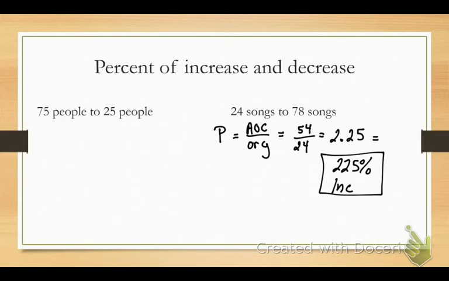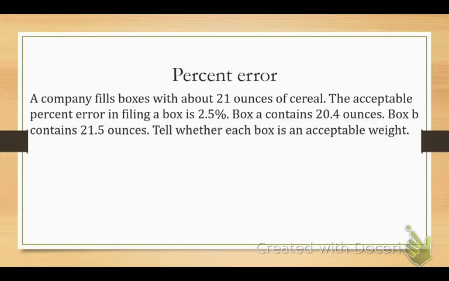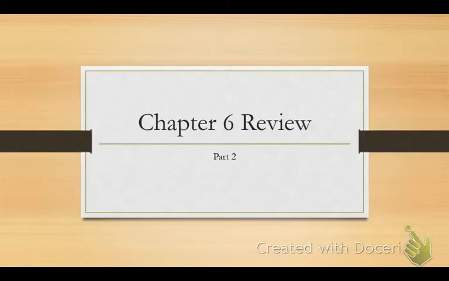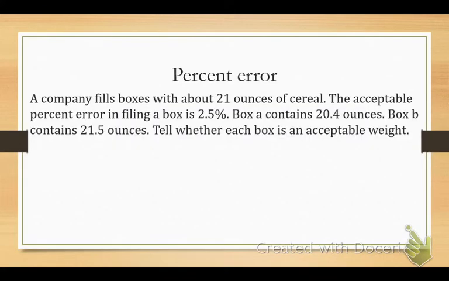Okay, percent error. We're not going to do both boxes. Let's just do box A, because you're not going to have to do a comparison on your test tomorrow. You're just going to have to calculate percent error. A company fills boxes with about 21 ounces of cereal. The acceptable percent error is 2.5%. Box A contains 20.4 ounces. So is it acceptable?